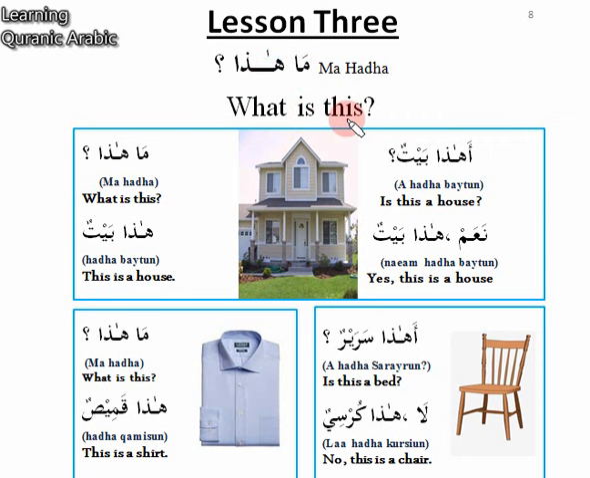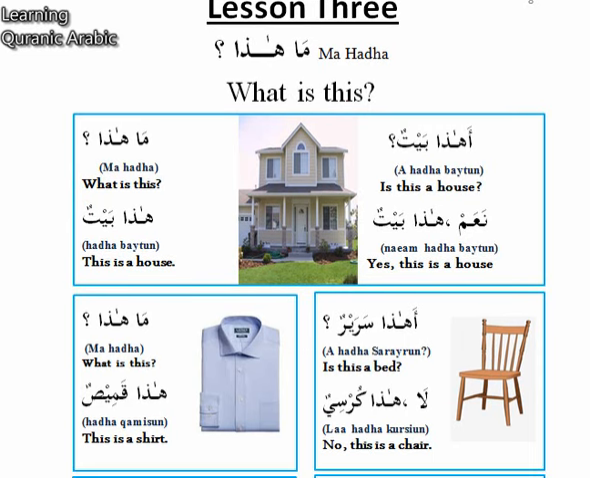What is this? When can we use ma? Ma can be used for irrational things like animals, plants, and non-living things. Whenever you want to ask about irrational things like animals, plants, and non-living things, you have to use ma. Ma hadha, what is this? So let's do some examples.